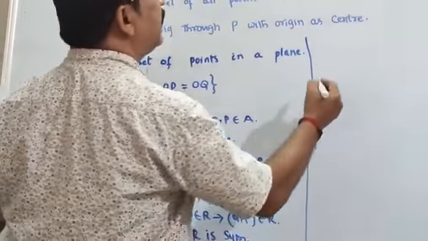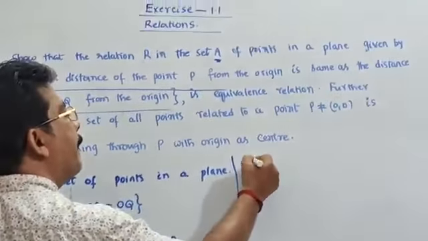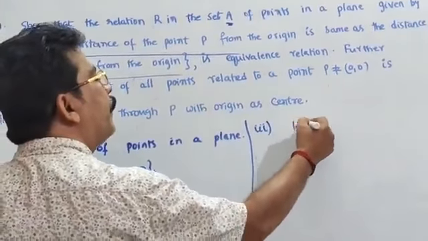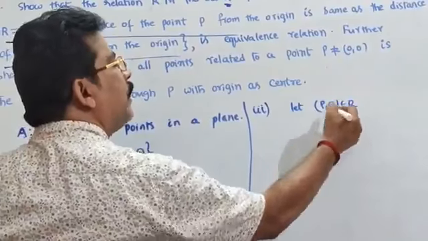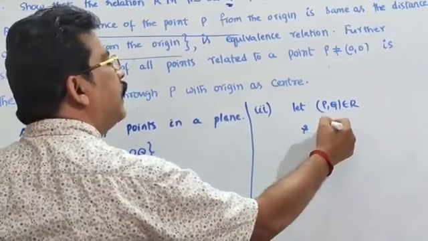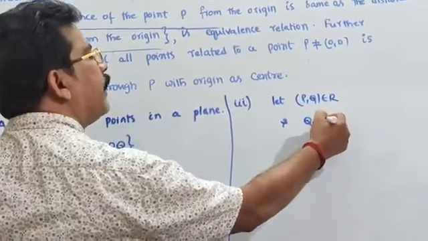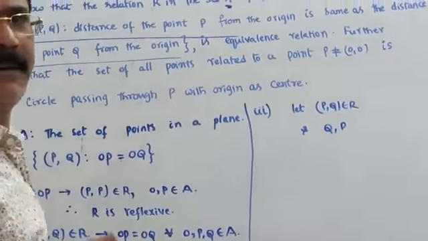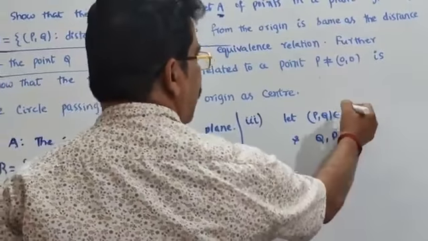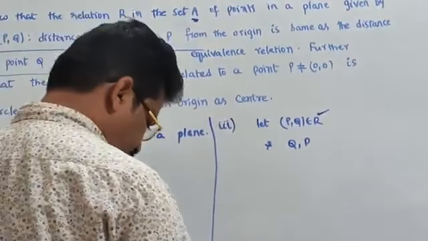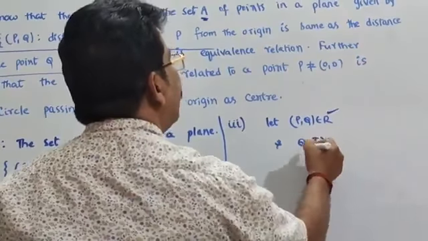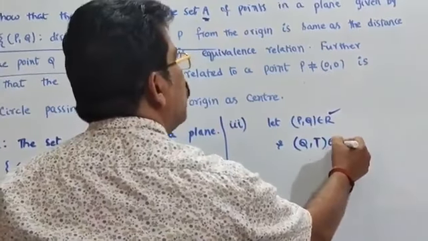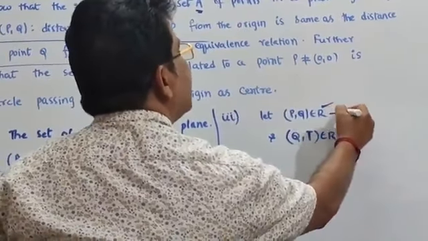For which, first let us assume (P, Q) belongs to capital R, and (Q, T) belongs to capital R. Capital R means we can take any letter, because the letter R is already used. That's why I wish to change one letter to T. So what does it mean?